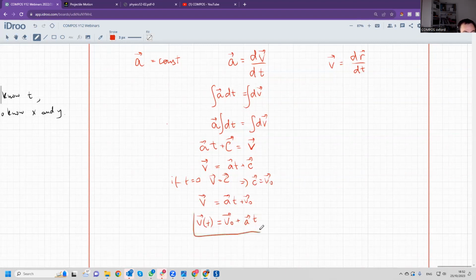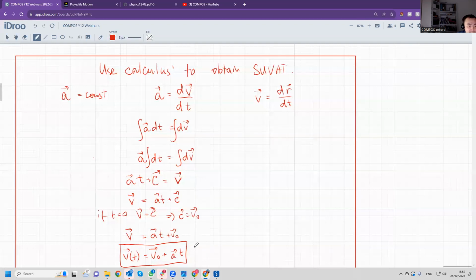Ooh, so we got the first SUVAT equation in vector form, of course, because now we are grown-ups. Don't worry if you don't fully understand that. This is not what we're doing, this is just here to help you. Right, now we can use this in here. So we can write v0 plus at is equal to dr/dt.